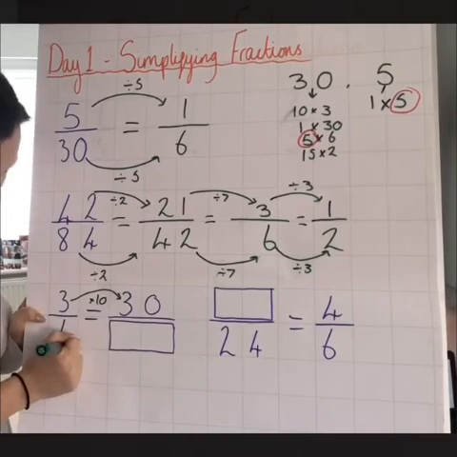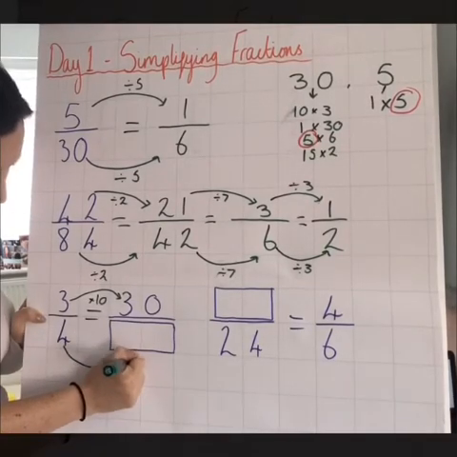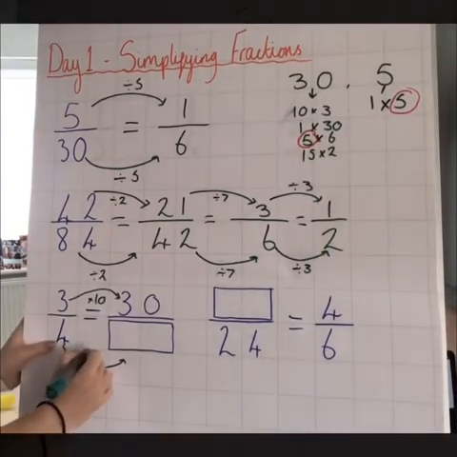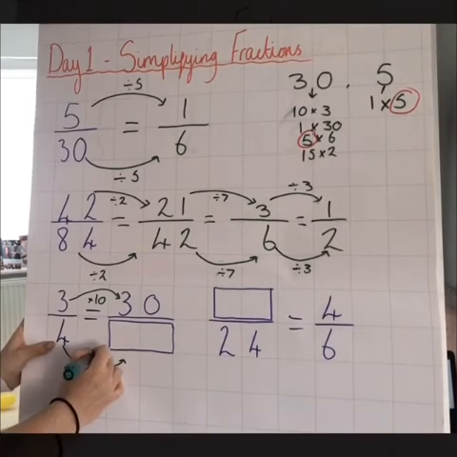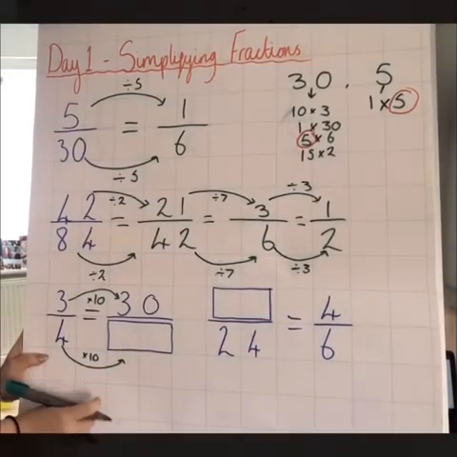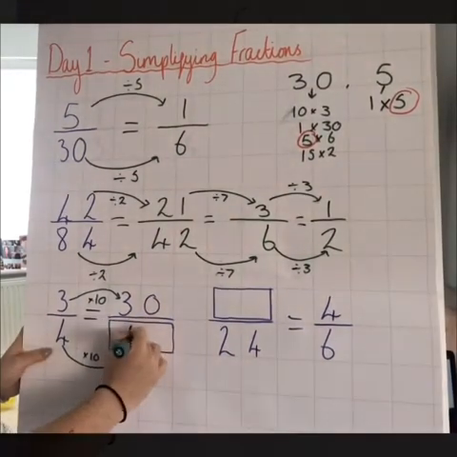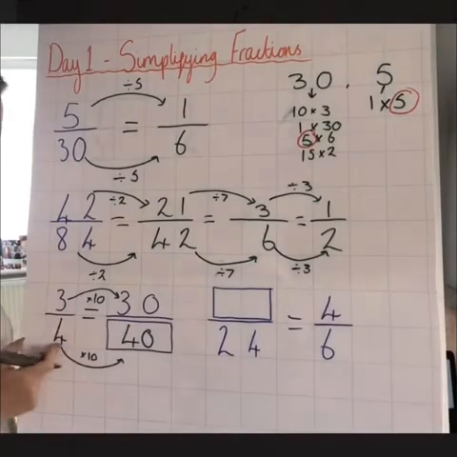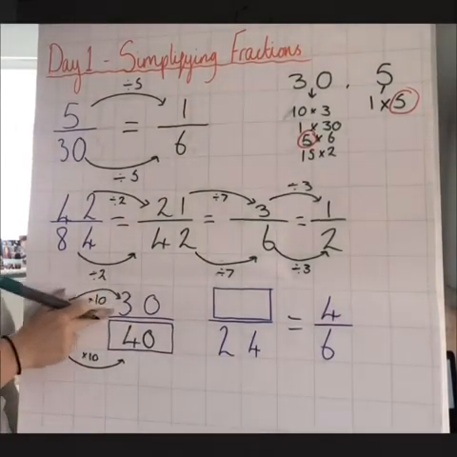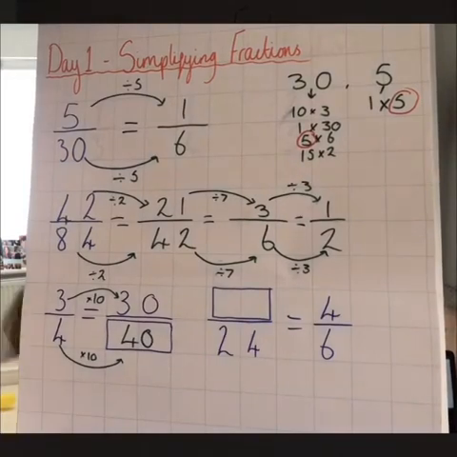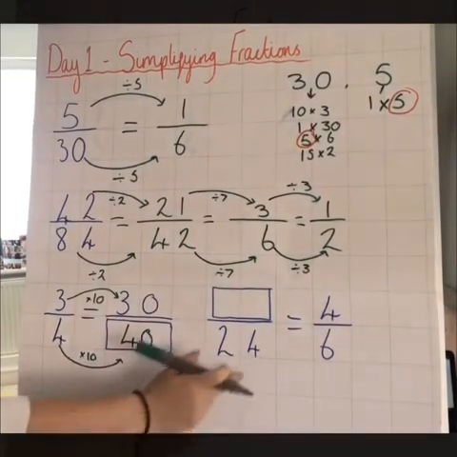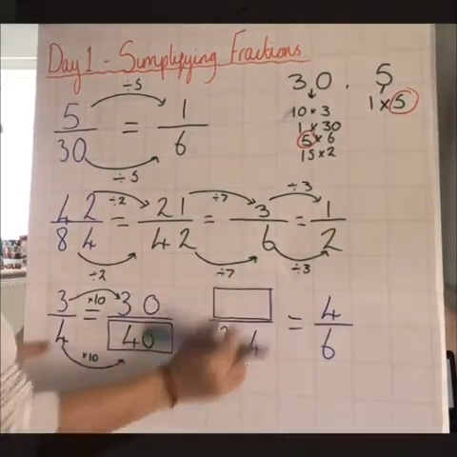So I'm going to do exactly the same to the bottom, remembering that all-important fraction rule: whatever you do to the top, you must do to the bottom. So that means 3/4 is the same as 30 over 40. Same here, just the missing boxes on our left side this time.